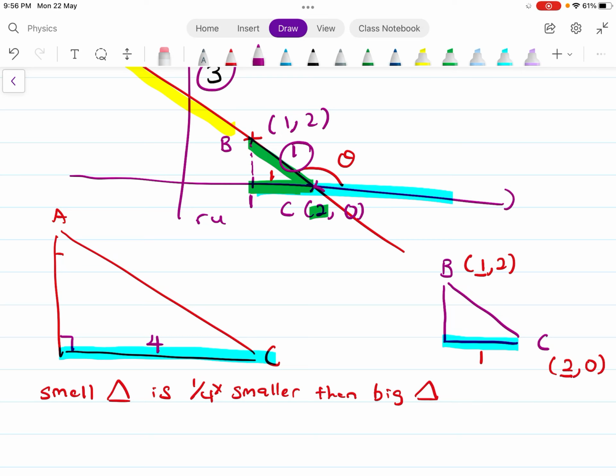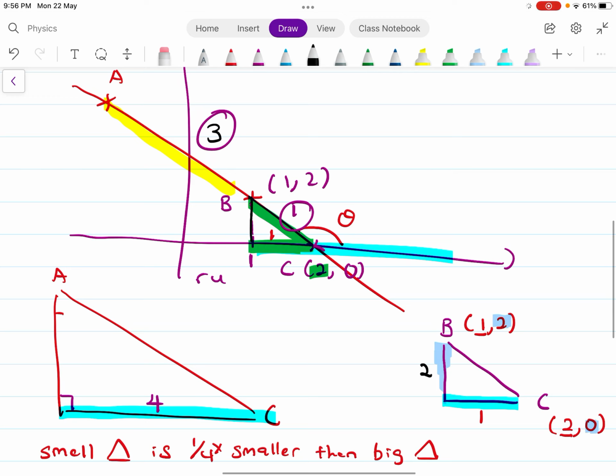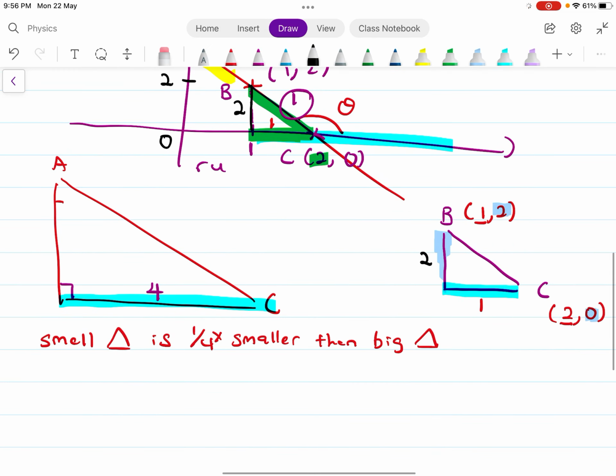Next will be your vertical. Let's find the actual length of this vertical part. For vertical, we look at the y coordinate. So this is 2 and this is 0, so the vertical will be 2 units. The vertical length of this small triangle is 2. Same idea, I use the scale factor: 2 multiplied by 4 gives me 8 units. So in this case, I already found the horizontal length and the vertical length of the big triangle.